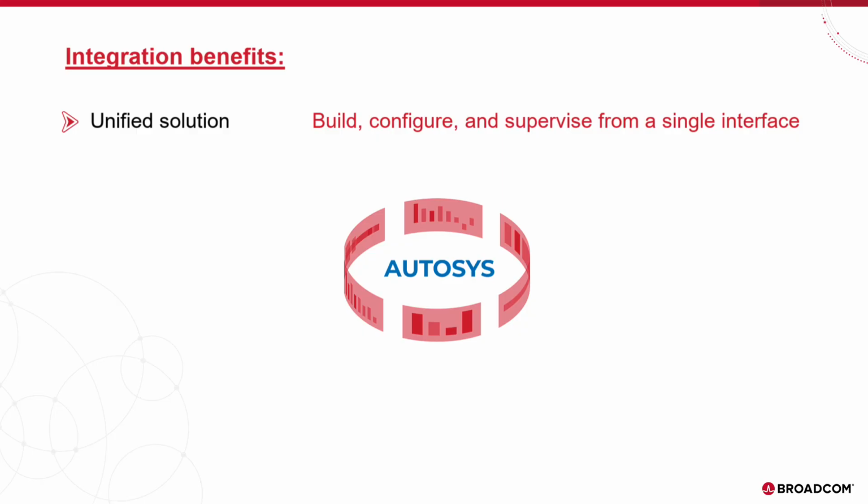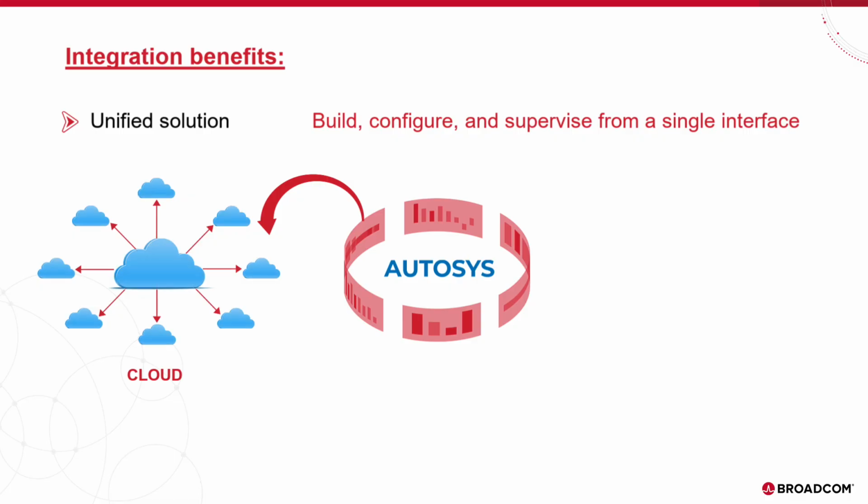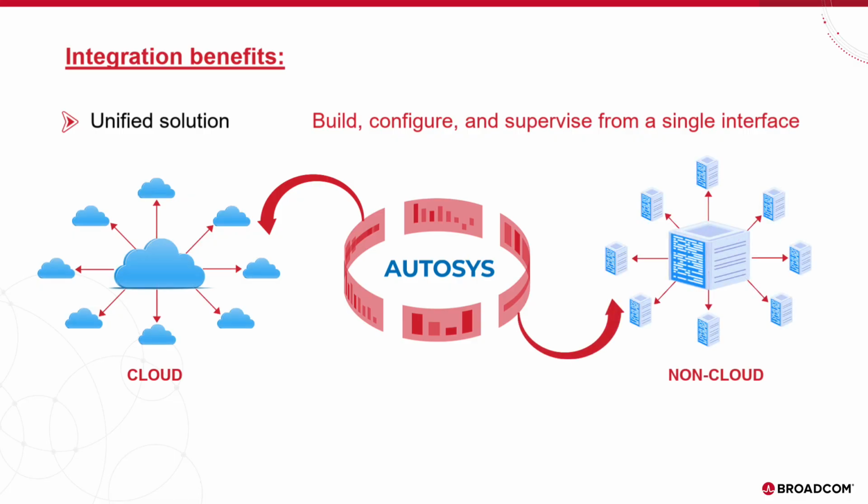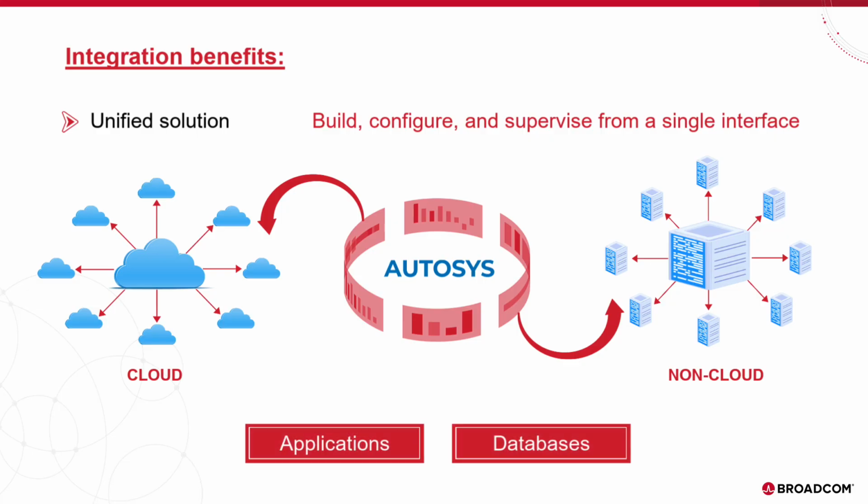AutoSys plays a central role in orchestrating operations across multiple environments, including the cloud, and synchronizes these processes with other non-cloud operations. Integrating SAP Integration Suite allows us to configure process automation centrally in AutoSys. Subsequently, we can execute and supervise all processes from a single interface. These SAP Integration Suite processes seamlessly sync with different environments supported by AutoSys, such as applications and databases.